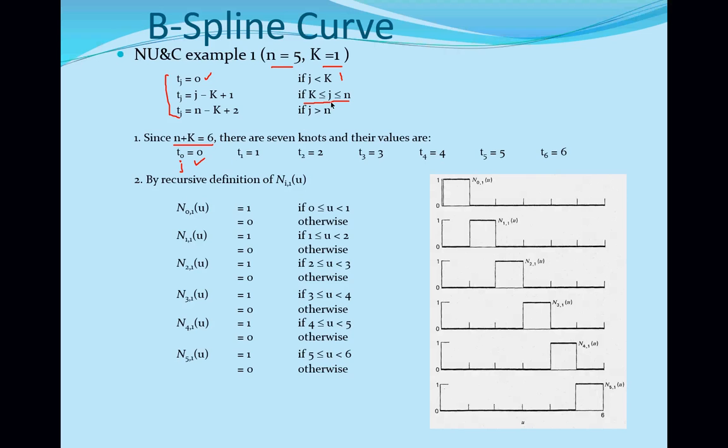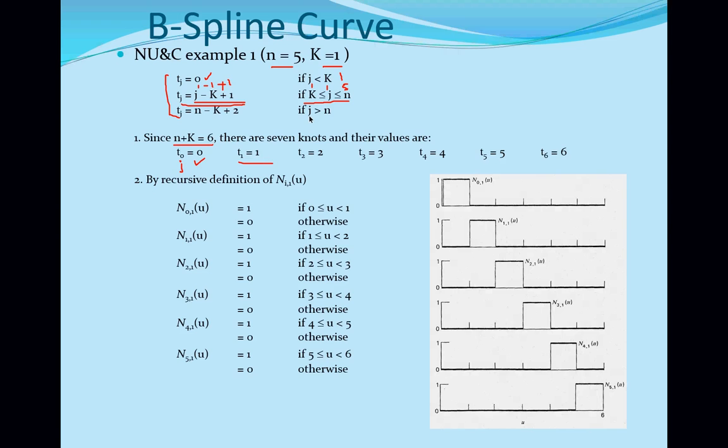What is the value of K? K is 1. J is 1 and n is 5. So it is in this range. It is quite clear. So j minus k plus 1. So j is 1, minus 1 plus 1. So this becomes 1. So therefore 1.